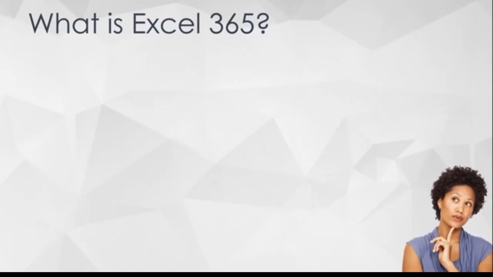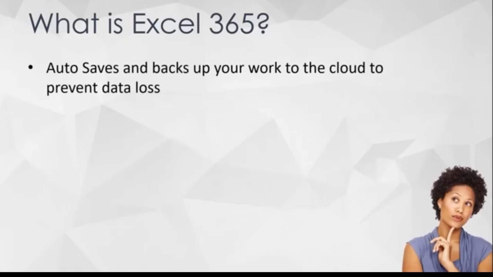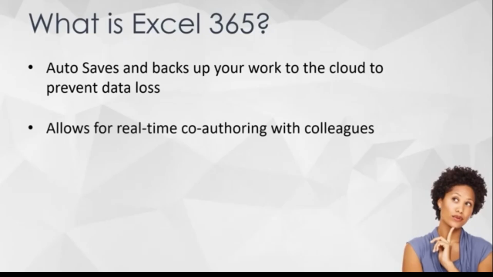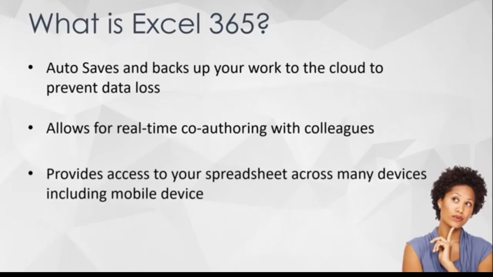Unlike previous versions of Excel, Excel 365 allows for auto-saves and also backs up your work to the cloud to prevent data loss. Not only this, but it also allows for more collaboration. You can do real-time co-collaborating with your colleagues, and this helps to facilitate better teamwork. You can see each other's changes instantaneously. Not only this, but 365 also provides access to your spreadsheet across many devices, including your mobile device.